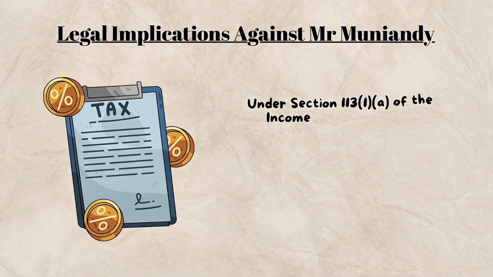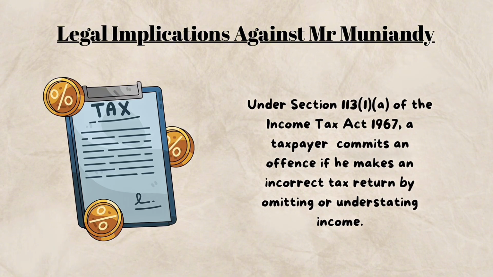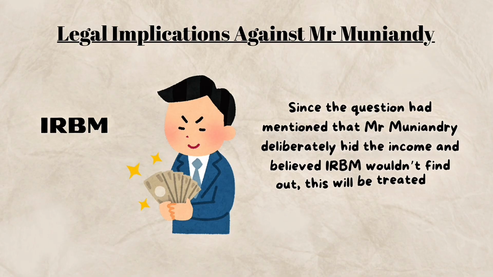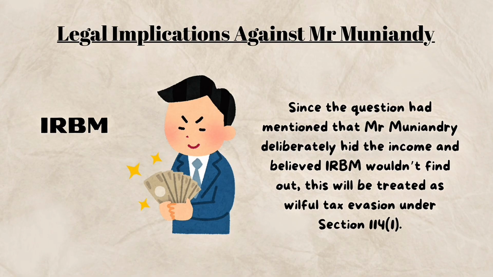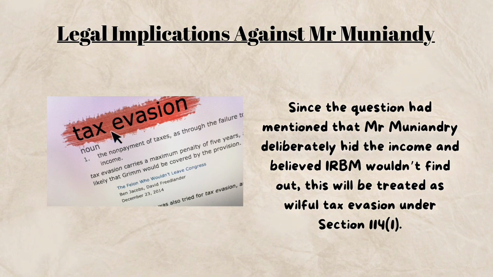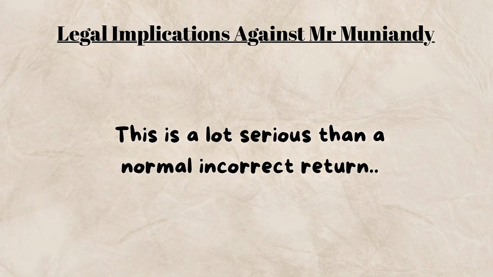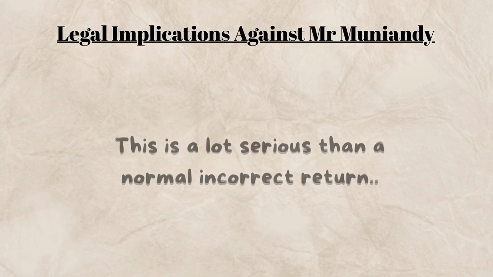So, what are the legal implications against Mr. Muniandi? Under Section 113, subsection 1A of the Income Tax Act 1967, a taxpayer commits an offence if he makes an incorrect tax return by omitting or understating income. Since Mr. Muniandi deliberately hid the income from IRBM and believed that they wouldn't find out, this will be treated as willful tax evasion under Section 114, subsection 1. This is a lot more serious than a normal incorrect return, because it involves dishonest intention.